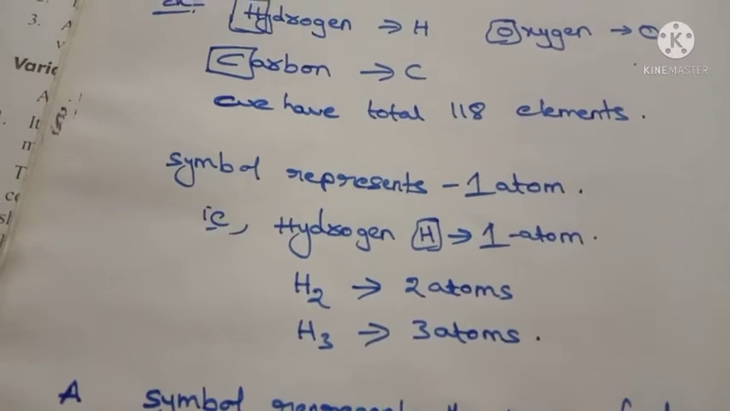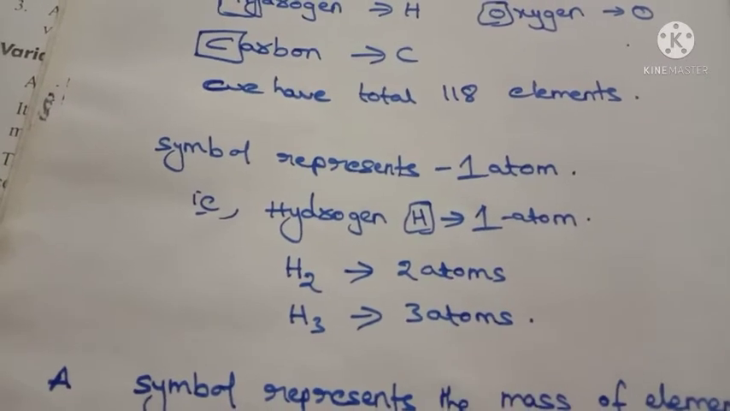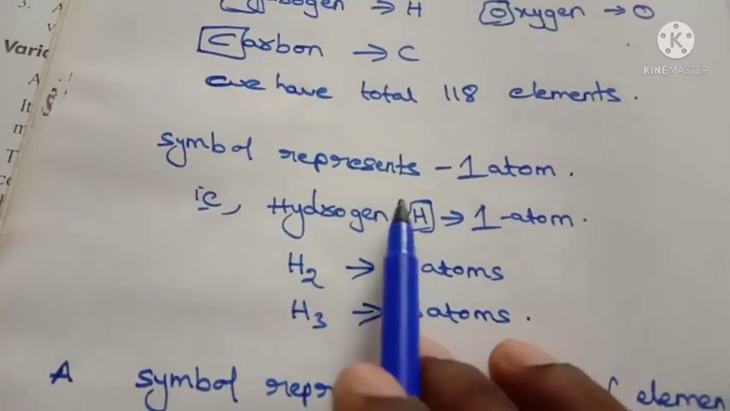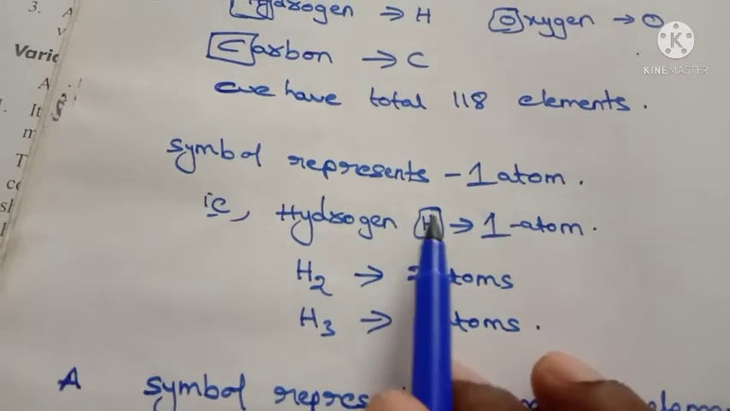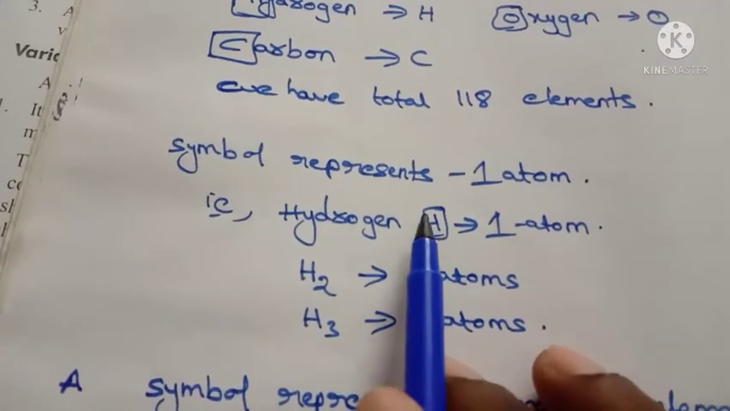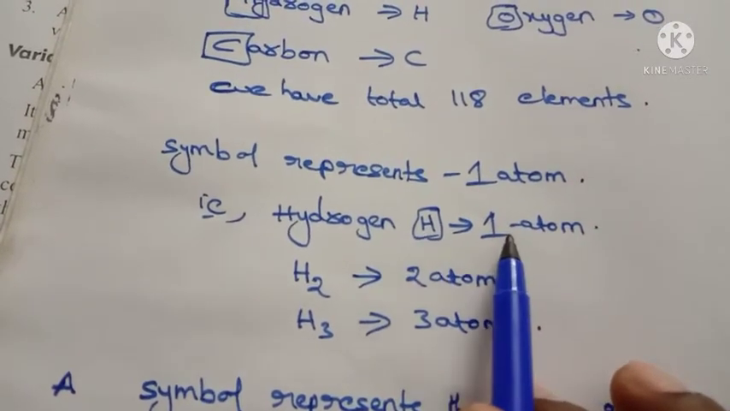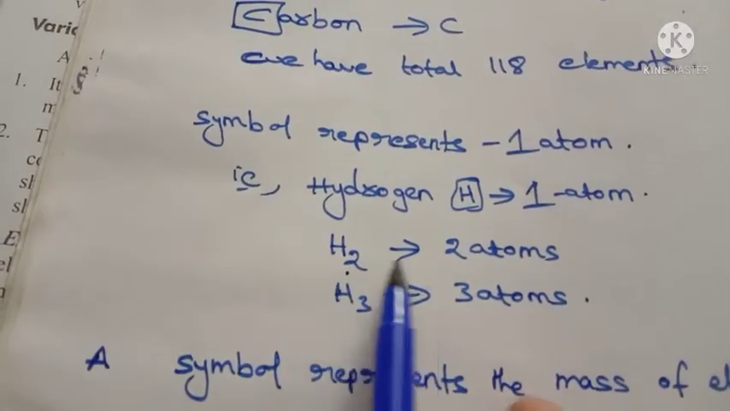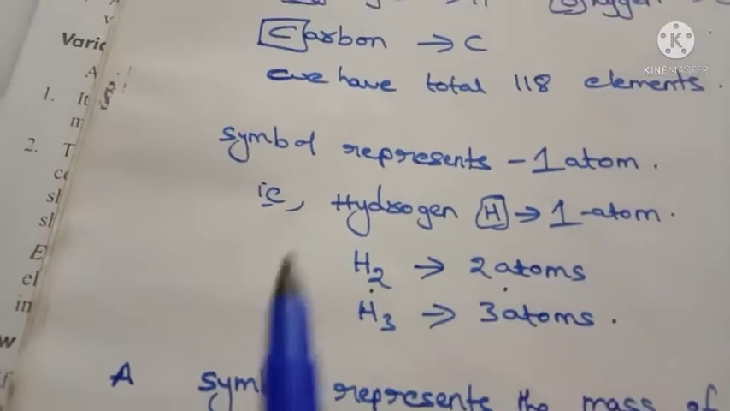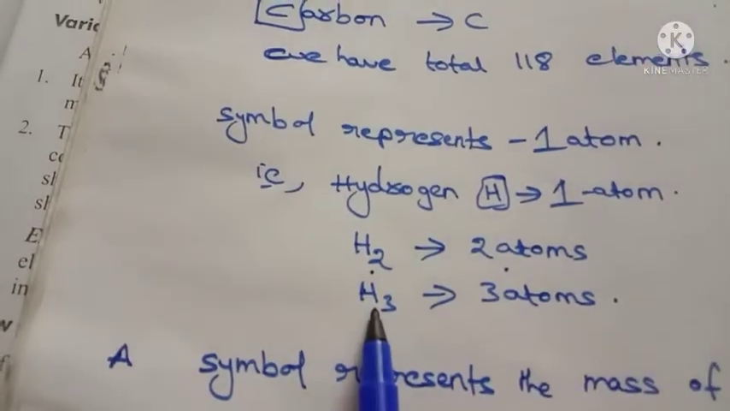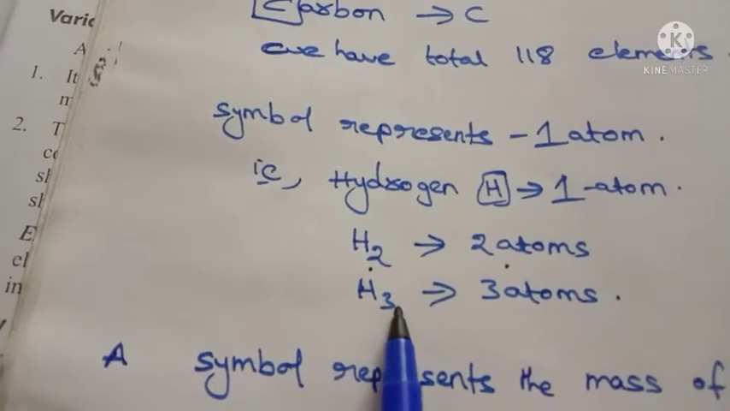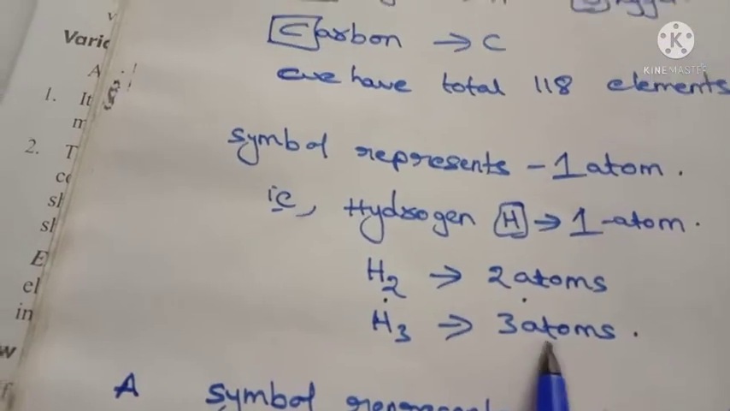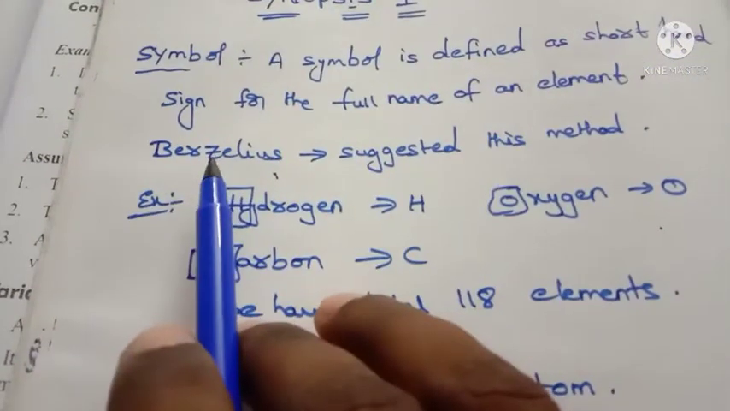The atoms might be in the form of elements. Those elements are, for example, hydrogen. Here the symbol 1H, a single H, is shown, which means it represents one atom. If I take two hydrogens, then it is representing two atoms. Similarly, if I take three H, that is H3, it represents three atoms.